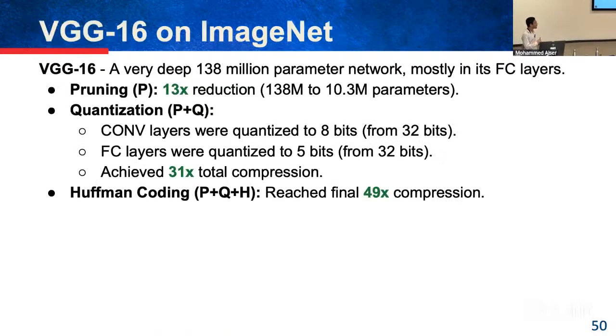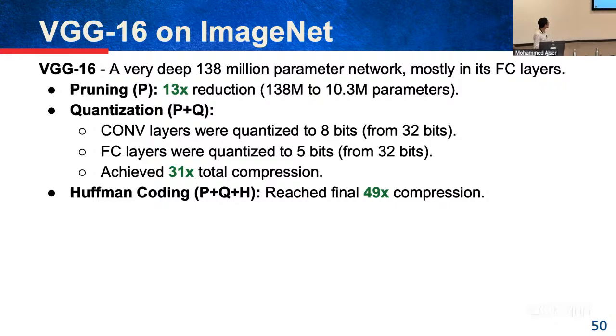Okay, now this is the final model that they use, and this is the crown jewel achievement of this paper. As you can see, this model has 138 million parameters, and there are a lot of bloated, fully connected layers in this model. That's why the pruning achieved the highest reduction here, 13x, more than all the previous examples. It was reduced from 138 million to 10.3 million. This was because this particular model consists of bloated, fully connected layers.